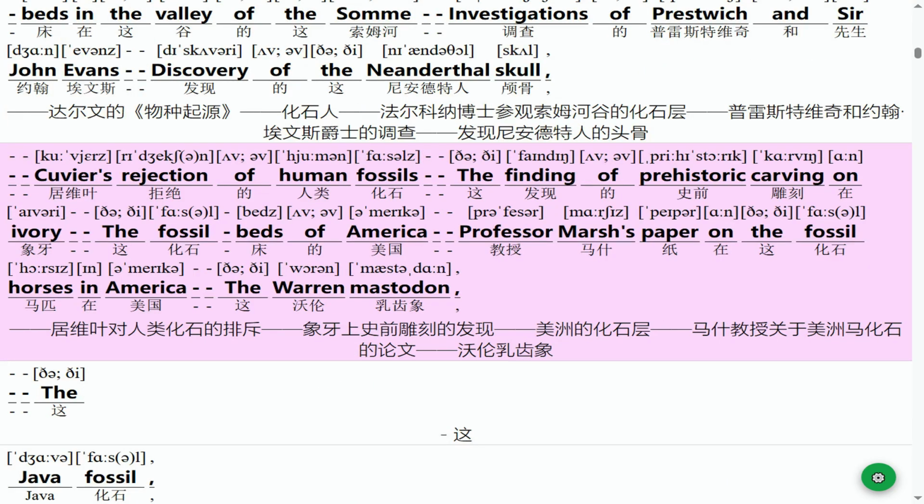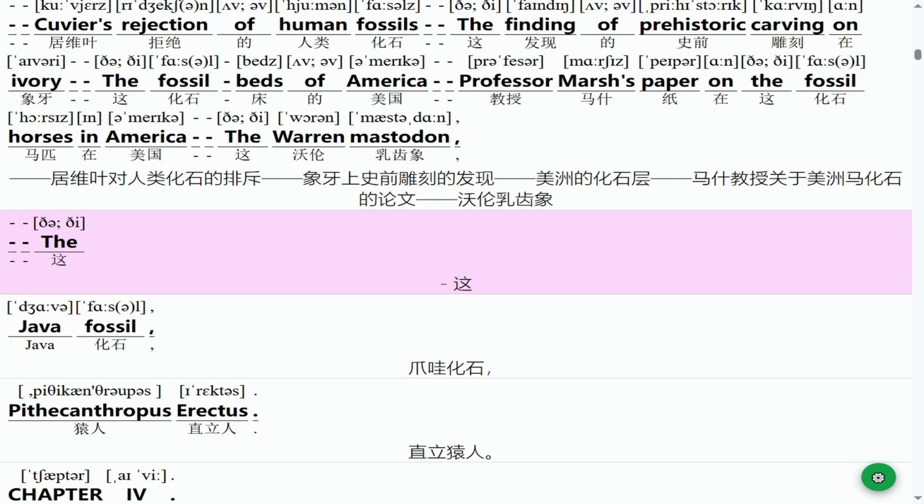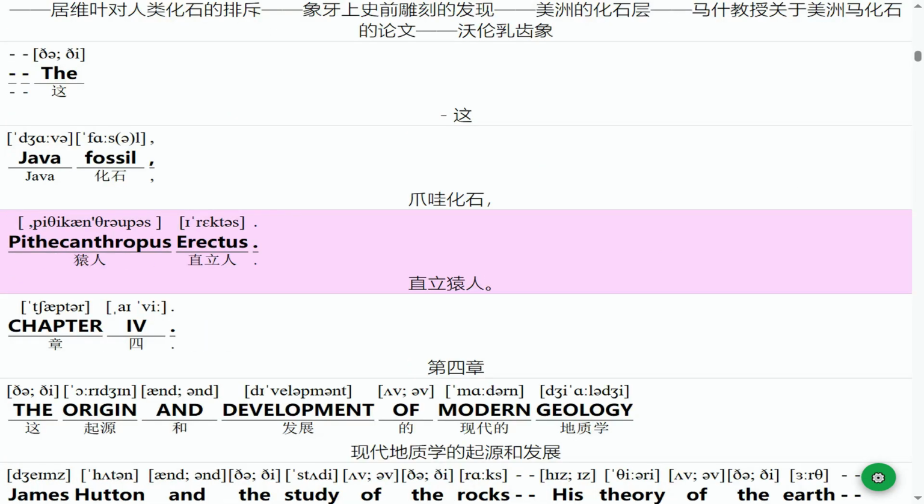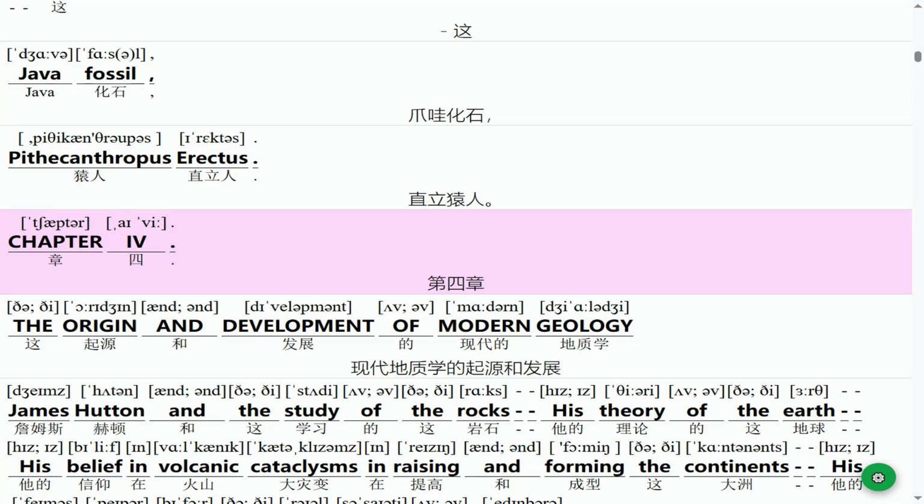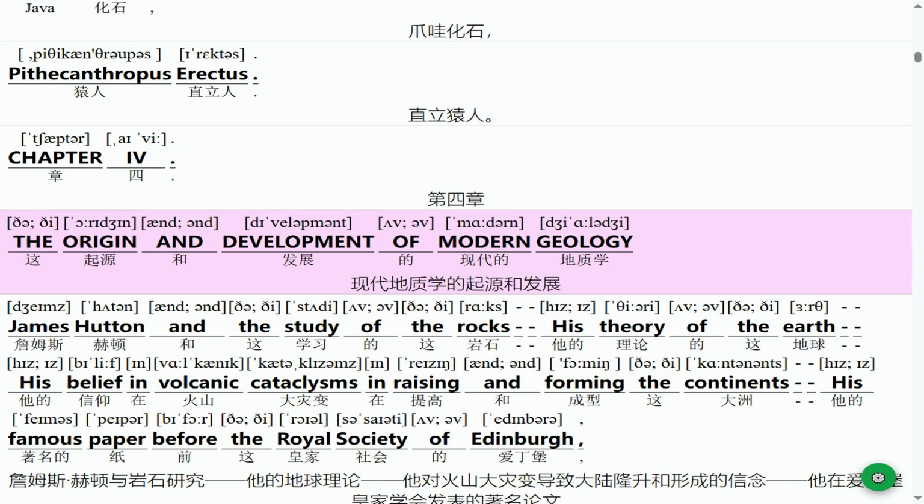The finding of prehistoric carving on ivory. The fossil beds of America. Professor Marsh's paper on the fossil horses in America. The Warren mastodon. The Java fossil, Pithecanthropus erectus. Chapter 4. The Origin and Development of Modern Geology.